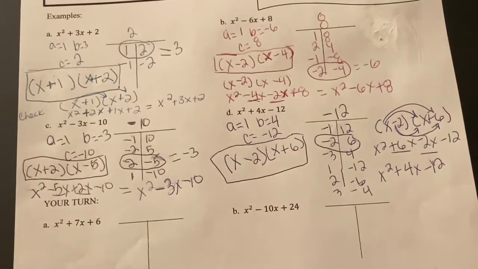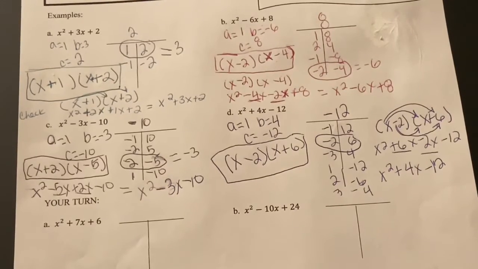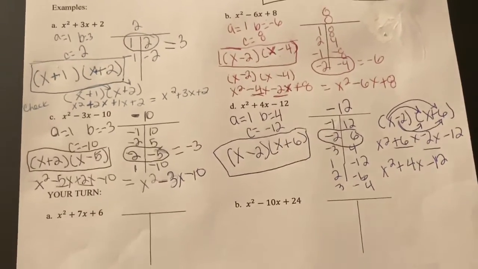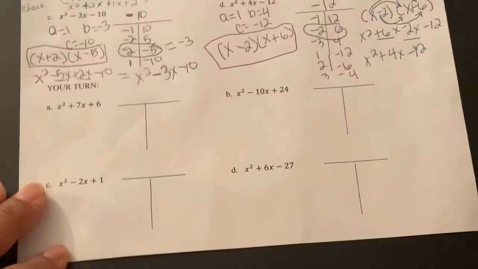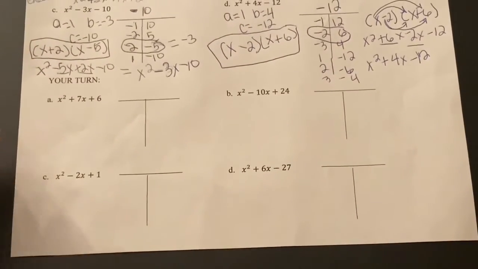Right? So again, there are 3 steps. Find the factors of c that add to make b. Write out those factors as parentheses, x plus or minus the numbers, and then multiply them to check it. So at this point, you're going to pause the video and try to do these 4, A, B, C, and D by yourself. And then you're going to come back and check your answers.